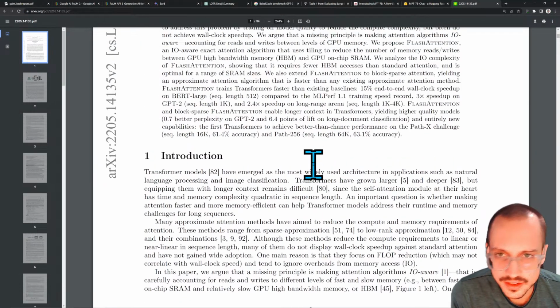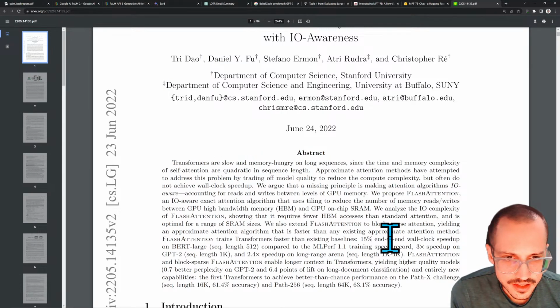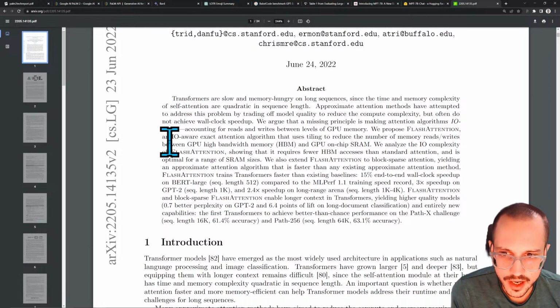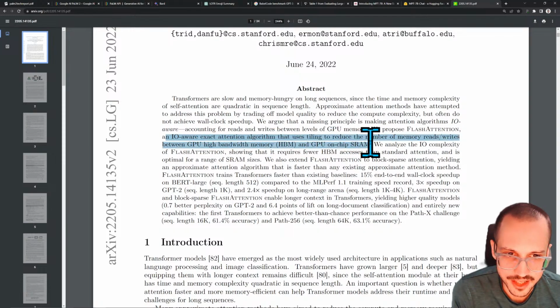Let's go back here. Slow and memory hungry, since the time and memory complexity are quadratic. Approximate attention methods. We argue that the missing principle is making attention algorithms I/O aware, accounting for reads and writes between levels of GPU memory. We propose FlashAttention, an I/O aware exact attention mechanism that uses tiling to reduce the number of memory reads and writes between GPU high bandwidth memory and GPU on-chip SRAM.